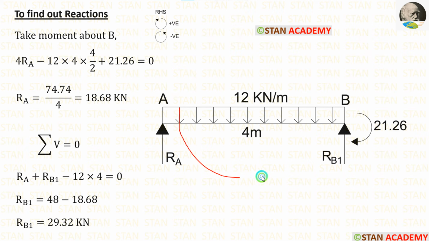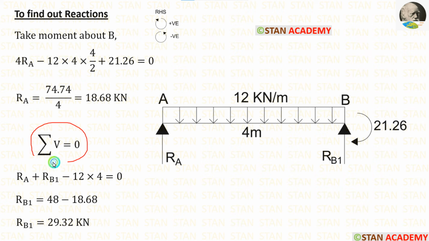The UDL 12 kN per meter is acting towards the point B in the anticlockwise direction, so it will be negative. When the UDL comes, we have to multiply with the distance and distance upon 2. Here the distance is 4 meter, so 4 into 4 upon 2. Then we have a moment 21.26. It is acting in the clockwise direction, so it will be positive. Finally, for RA, we are getting 18.68 kN.